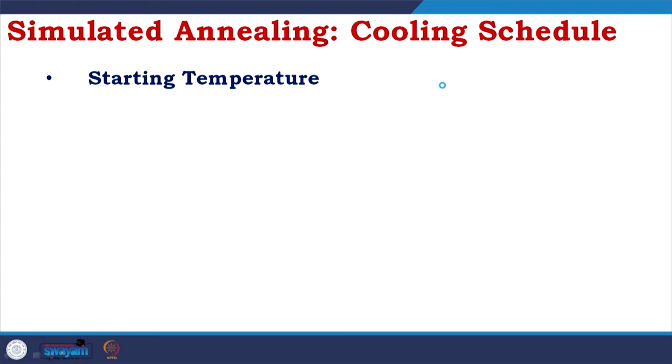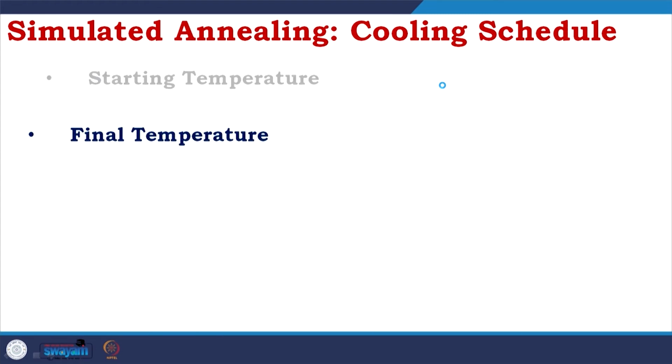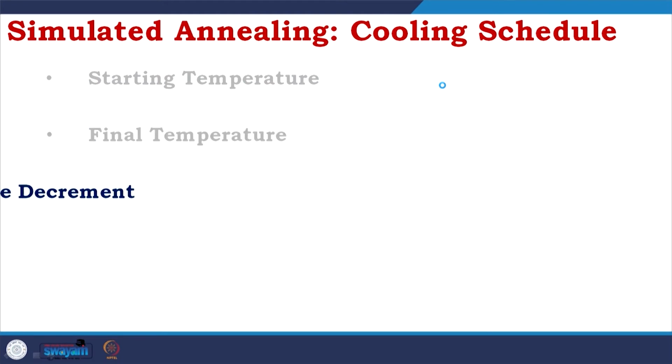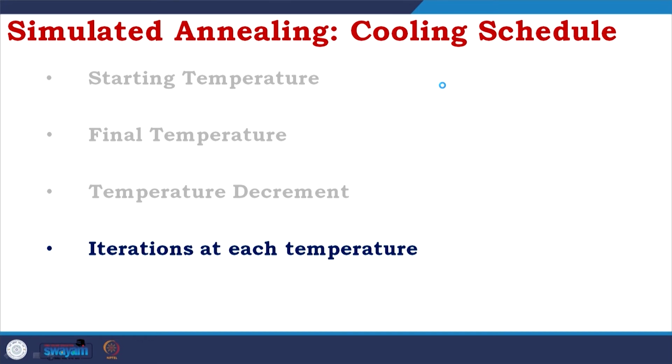So, how would the cooling schedule be maintained? First the starting temperature, then the final temperature, then the temperature decrement and iterations at each temperature, and the temperature choice will be made according to the requirement or setup of the experiment.